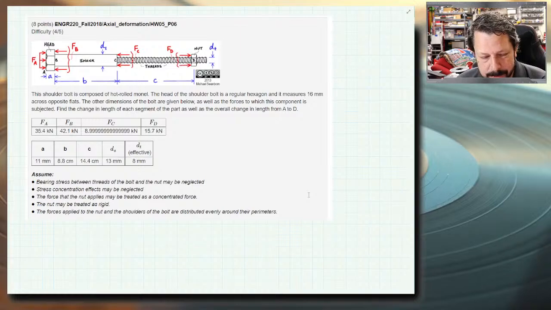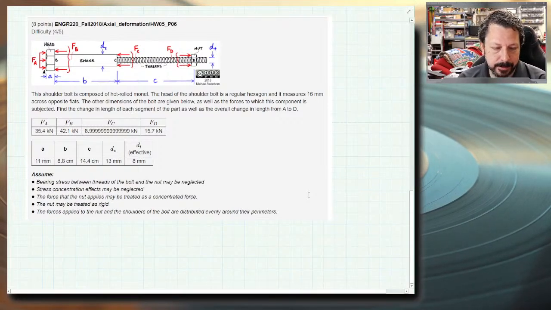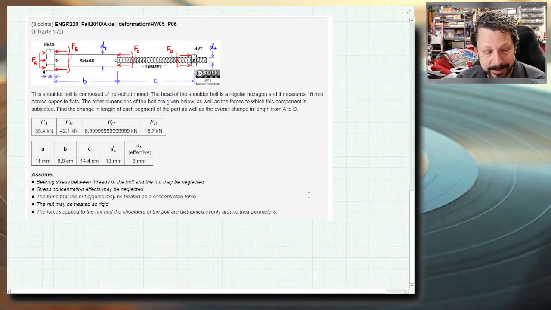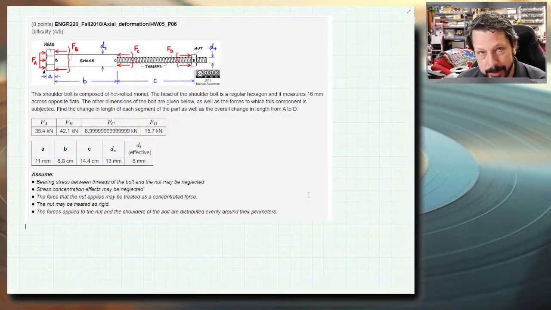What that is giving you is you end up needing to calculate the compression of the head itself. There's a force, for whatever reason, pushing down on the top of the bolt head at FA. And so we need to figure out how much the compression of the bolt head is. So that's why it gives you some dimensions of it. The other dimensions are given below, as well as the forces to which the components are subjected. We want to find the change in length of each segment.